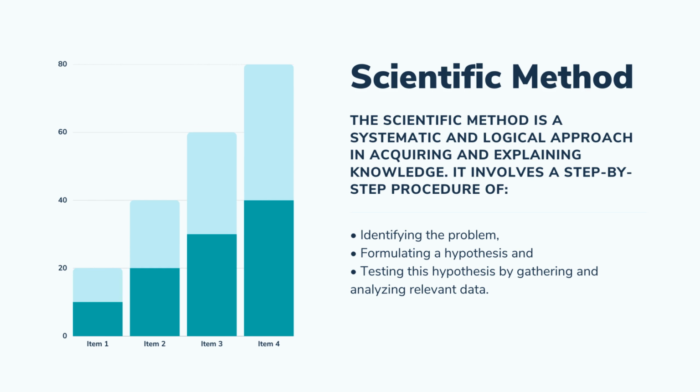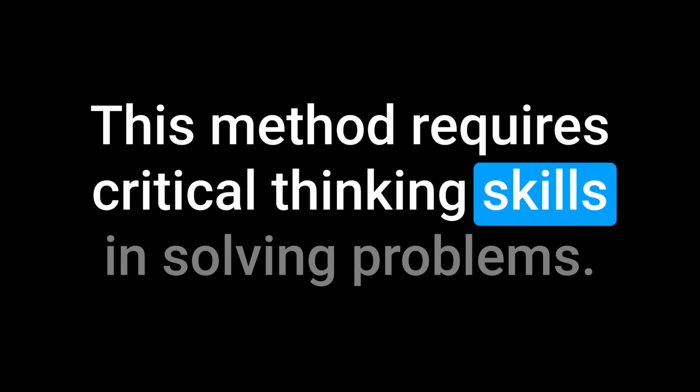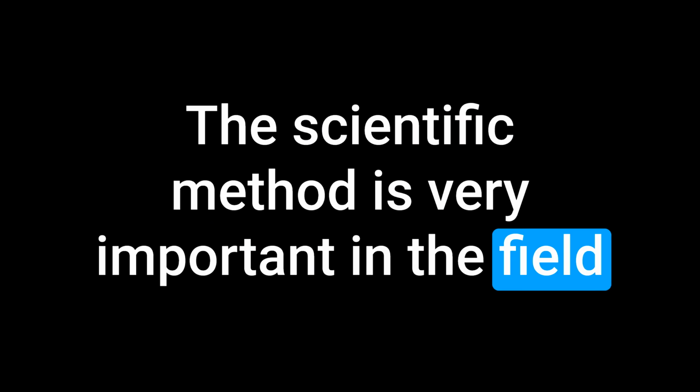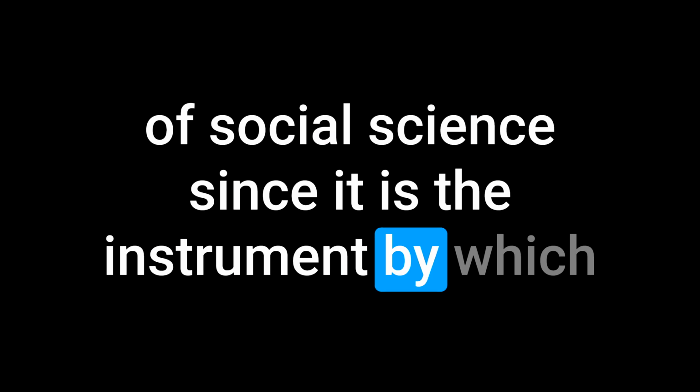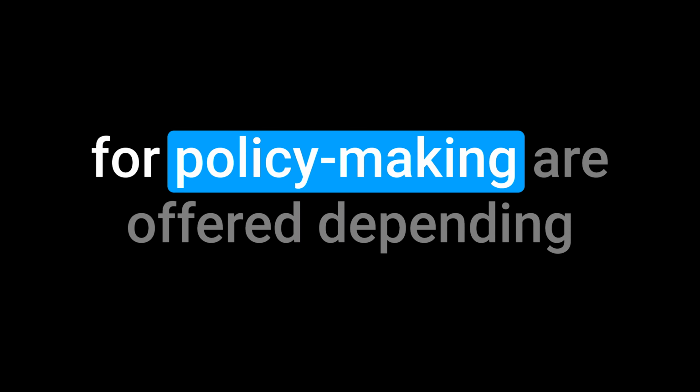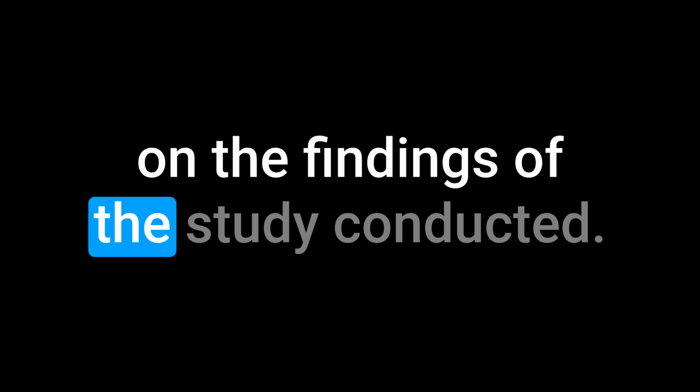The scientific method is a systematic and logical approach in acquiring and explaining knowledge. It involves a step-by-step procedure of identifying the problem, formulating a hypothesis, and testing this hypothesis by gathering and analyzing relevant data. This method requires critical thinking skills in solving problems. The scientific method is very important in the field of social science since it is the instrument by which issues and problems are examined and recommendations for policy making are offered depending on the findings of the study conducted.